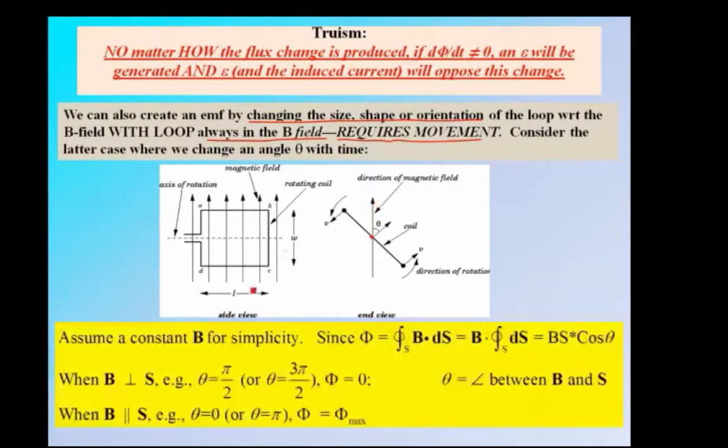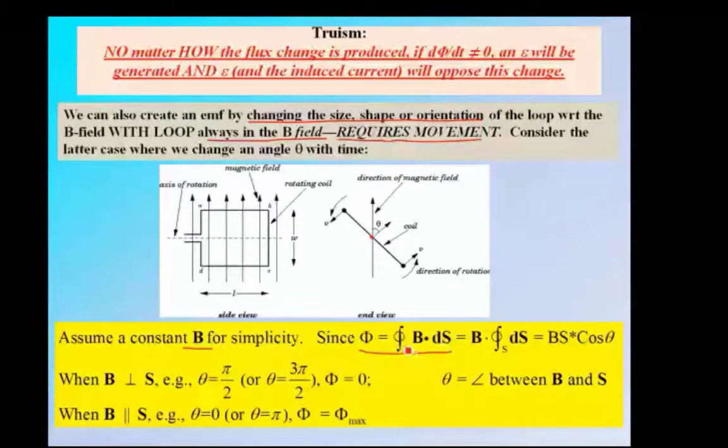So let's look at the flux. We're going to assume that B is constant, and we know that flux is the integral of B dot dS over the surface S. B is a constant, so we can bring that outside, so it's the dot product of B with the integral over dS. Well, the dot product gives us a theta dependence. The integral over dS in terms of magnitude just gives us S. The flux depends on the angle theta, as you see here.